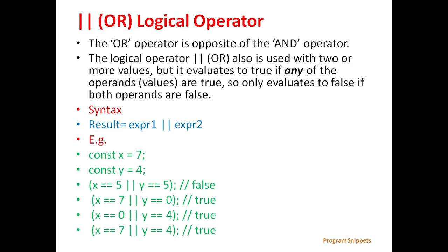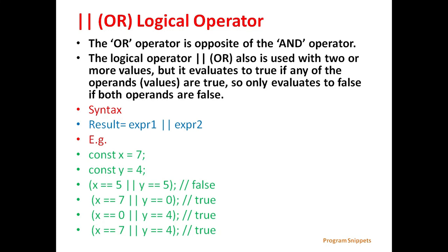Next is the logical OR operator. The OR operator is the opposite of the AND operator. The logical OR operator is used with two or more values, but it evaluates to true if any of the operands is true. So it only evaluates to false if both operands are false. General syntax is result equal to expression 1 or expression 2.